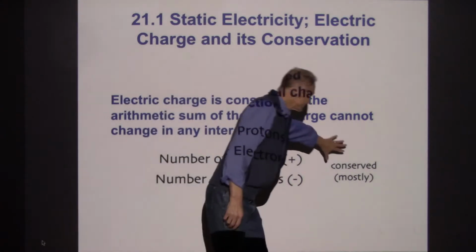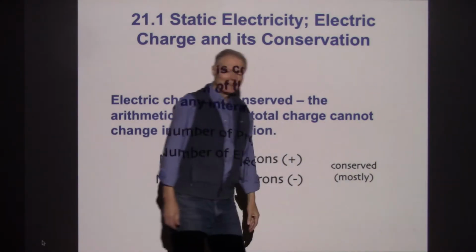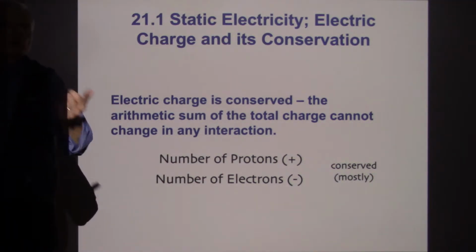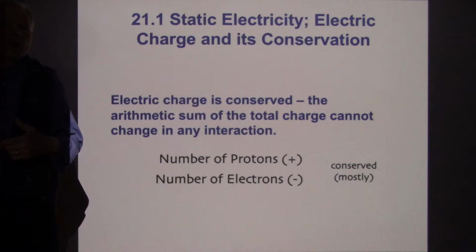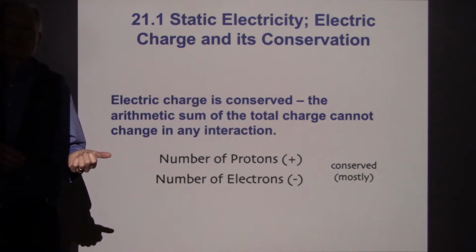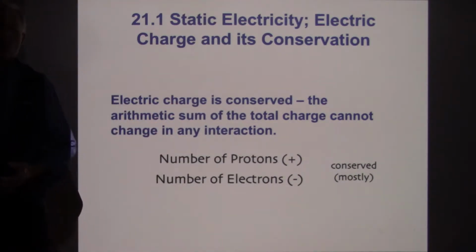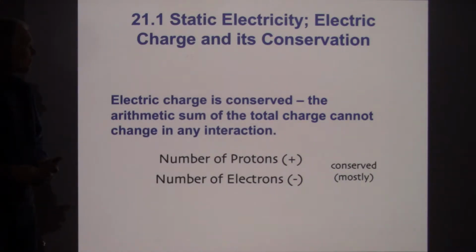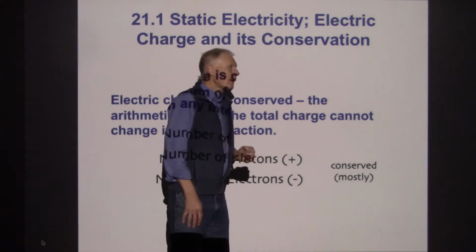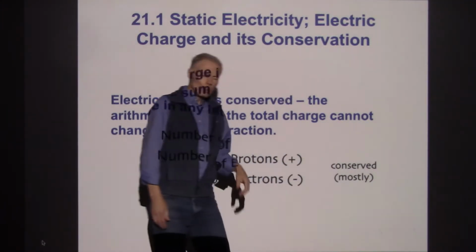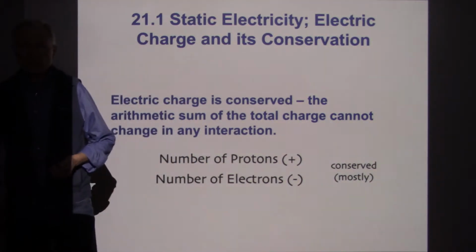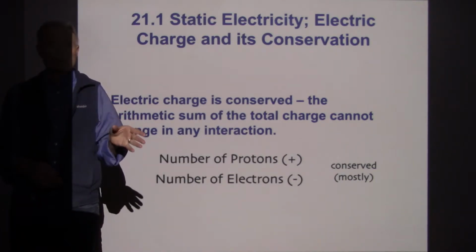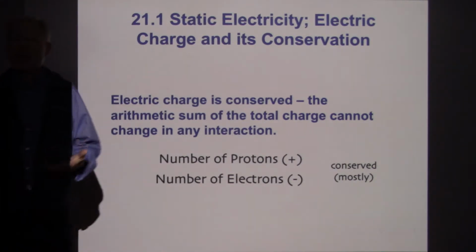Now, I put a disclaimer over here: conserved, mostly. There are reactions where we can turn protons into neutrons, neutrons into protons, or electrons into what are called neutrinos. We'll talk about that at the end of the semester. We'll be looking at particle physics; there's a chapter on it near the end of the semester. Even before we get to that, when we get to radioactive decay is maybe the first time we'll run into this. We'll see examples of protons turning into neutrons or neutrons into protons and see how those reactions take place.